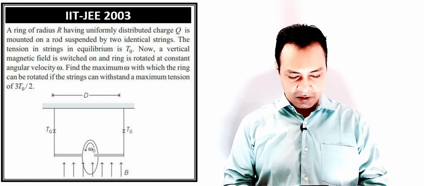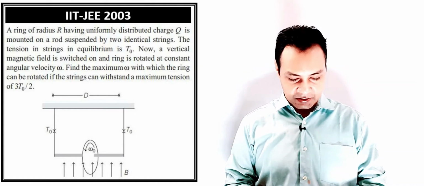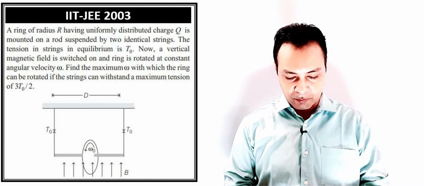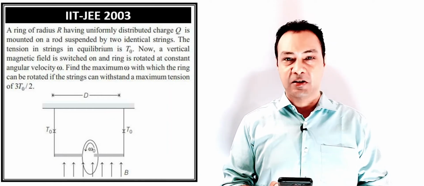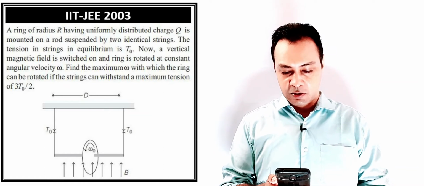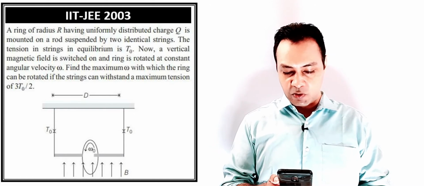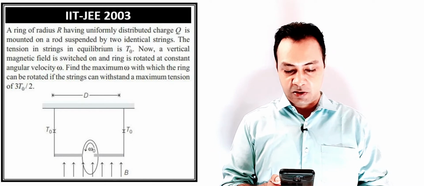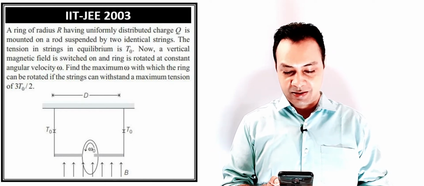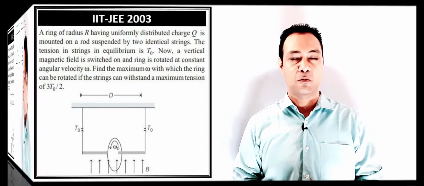This question states, a ring of radius r having uniformly distributed charge is mounted on a rod suspended by two identical strings. The tension in strings in equilibrium is T naught. Now a vertical magnetic field is switched on and the ring is rotated at constant angular velocity omega. Find the maximum omega with which the ring can be rotated if the string can withstand a maximum tension of 3 T naught by 2.